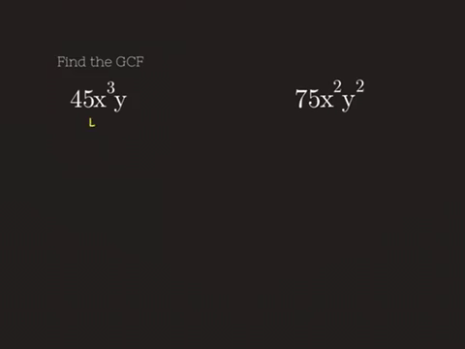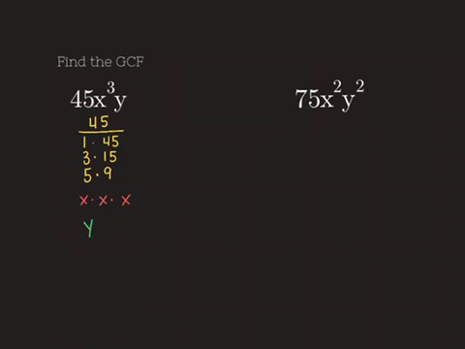So we can start by looking at 45 by itself. So 1 times 45, can't do 2. We can do 3 times 15. 4 doesn't work. We can do 5 times 9. And then 6, 7, and 8 don't work. We're back to 9, so we're done. Now, x cubed we could write as x times x times x, and we just have one y here.